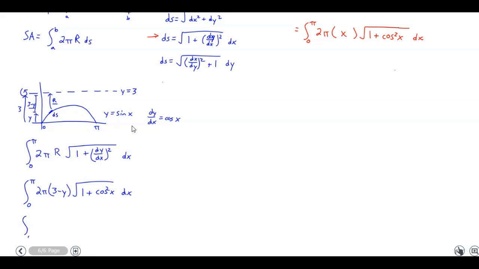So our final would be integral 0 to pi of 2 pi times this 3 minus sine x, because I have a dx, want everything in terms of x. And then that square root of 1 plus cosine squared x dx. All right. And again, to evaluate, you just use Desmos or your calculator, plug that in. We're not doing these guys by hand. But that is the setup. So hopefully that makes sense, gives you a little more tools to use than what you might see in the textbook.